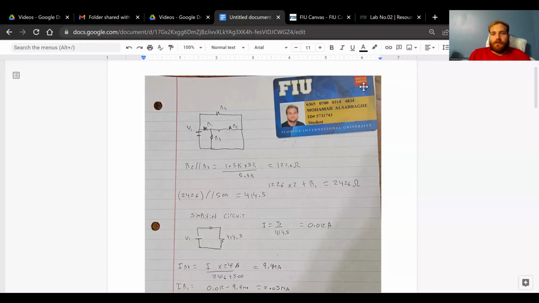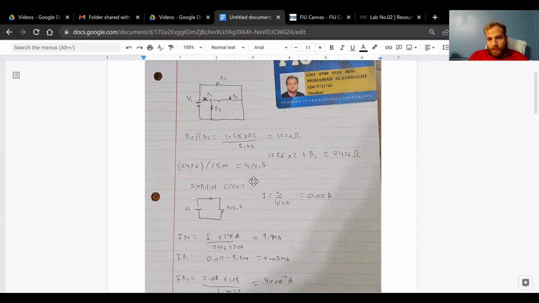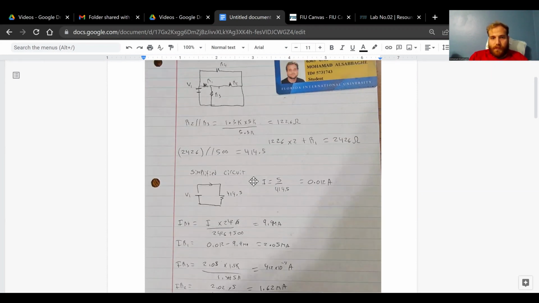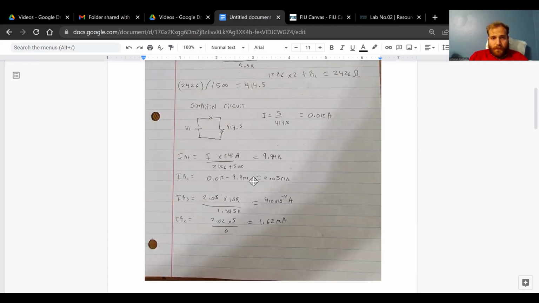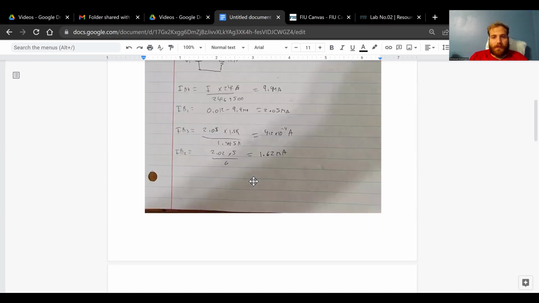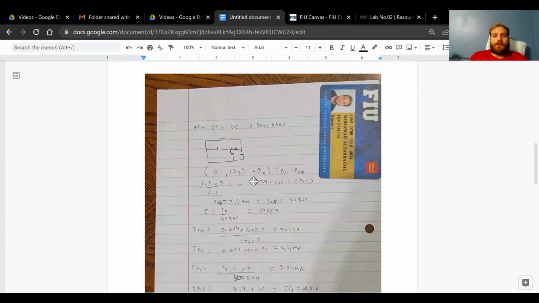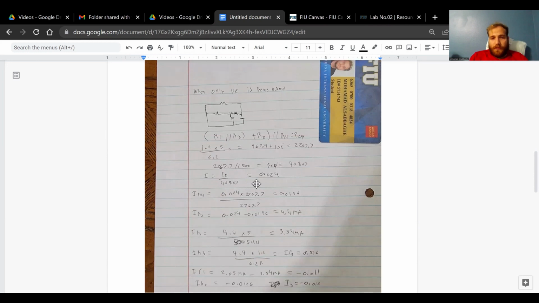Hello, my name is Mohammed. This is lab 3. This is the work that I did for part 2. As you can see, when you simplify it, it completely changes. This is what I got for the first part. This is for the second part.